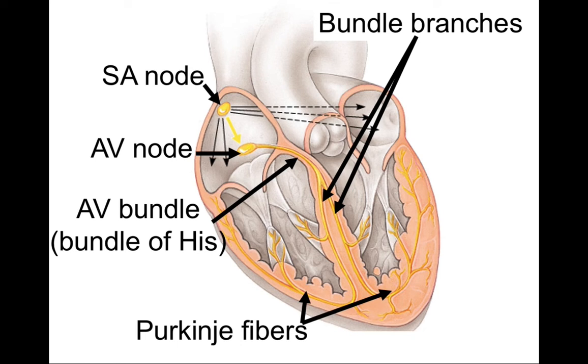Once the atria have squeezed all of the blood into the ventricles, the atria will relax and then the ventricles will contract. Now remember, we have the papillary muscles and the chordae tendineae that are present here to keep these valves from inverting. So when the ventricles squeeze, that's going to force blood through the semilunar valves out of the aorta and out of the pulmonary trunk.